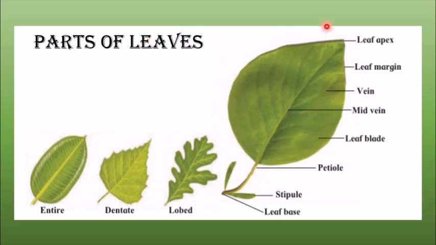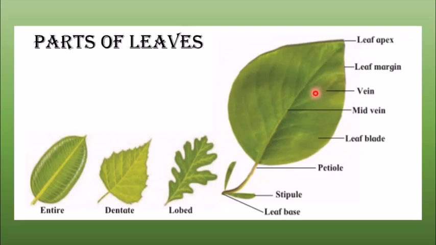Now, when you see a leaf, there is a broad space in between. That space is called the leaf blade, and we also call it the lamina. It is the broad space present on the leaf. Then we have the side, that is the corners or the edge, called the leaf margin. The topmost part, which can be either pointed or round, is called the leaf apex.